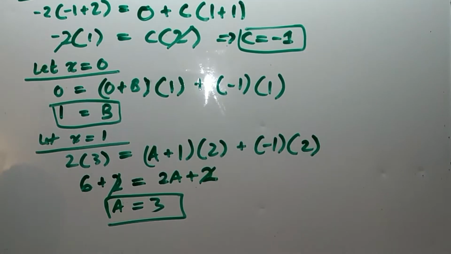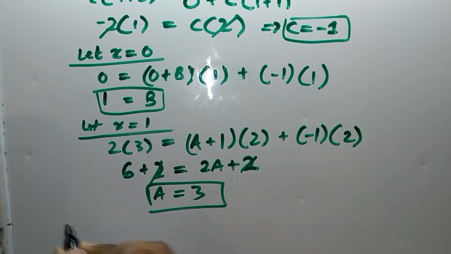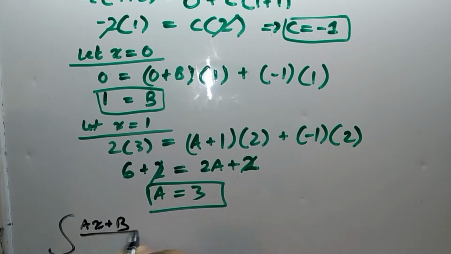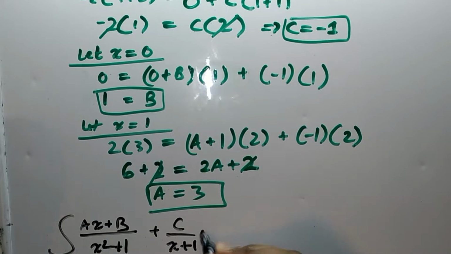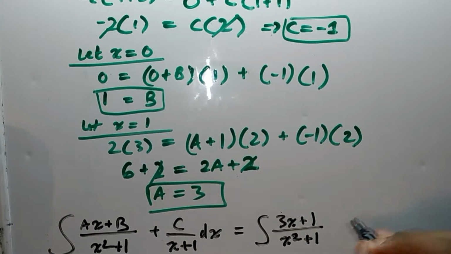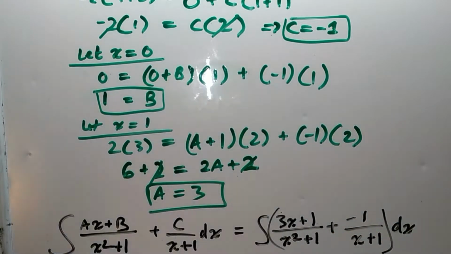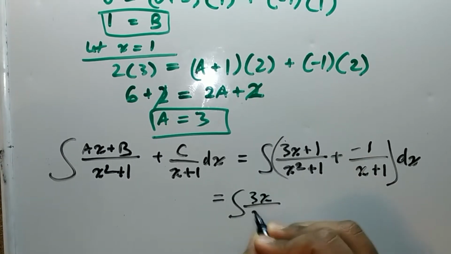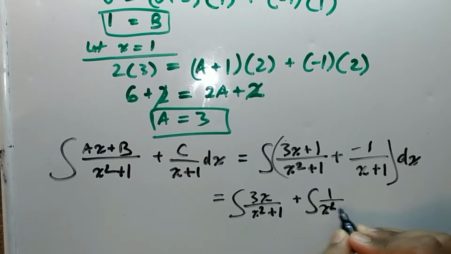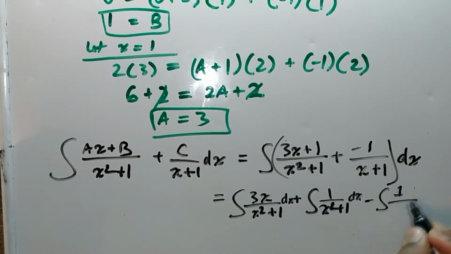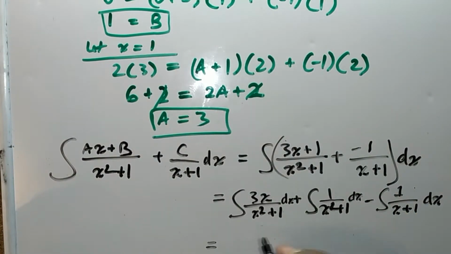And then we're going to put it back into our partial fractions. So our partial fraction formula from above was ax plus b over x squared plus 1 plus c over x plus 1. Plug in a, b, and c, and we get 3x plus 1 over x squared plus 1 minus 1 over x plus 1. And we can integrate this. The right hand side is pretty simple. So 3x over x squared plus 1, we break it up, we get 1 over x squared plus 1 and minus 1 over x plus 1.